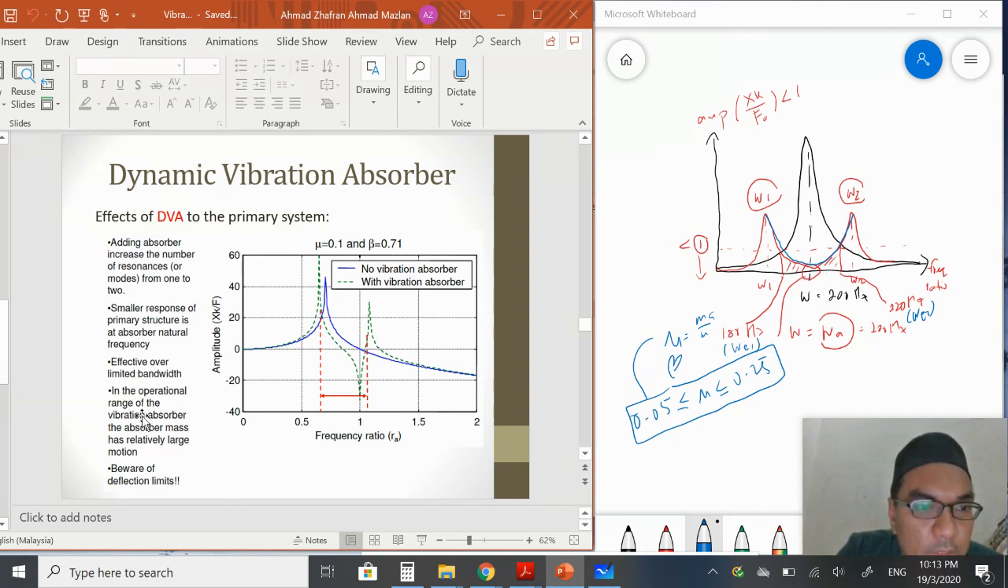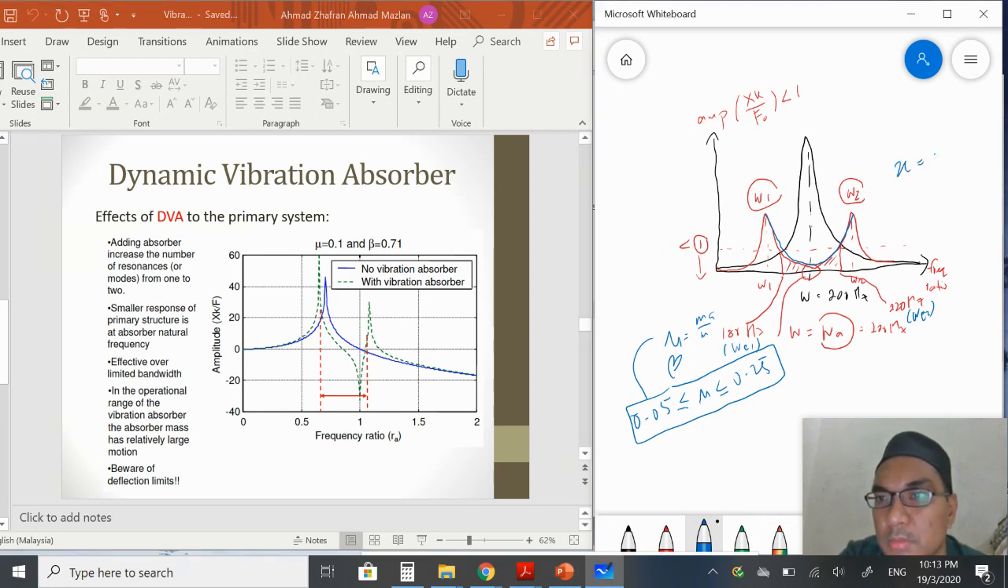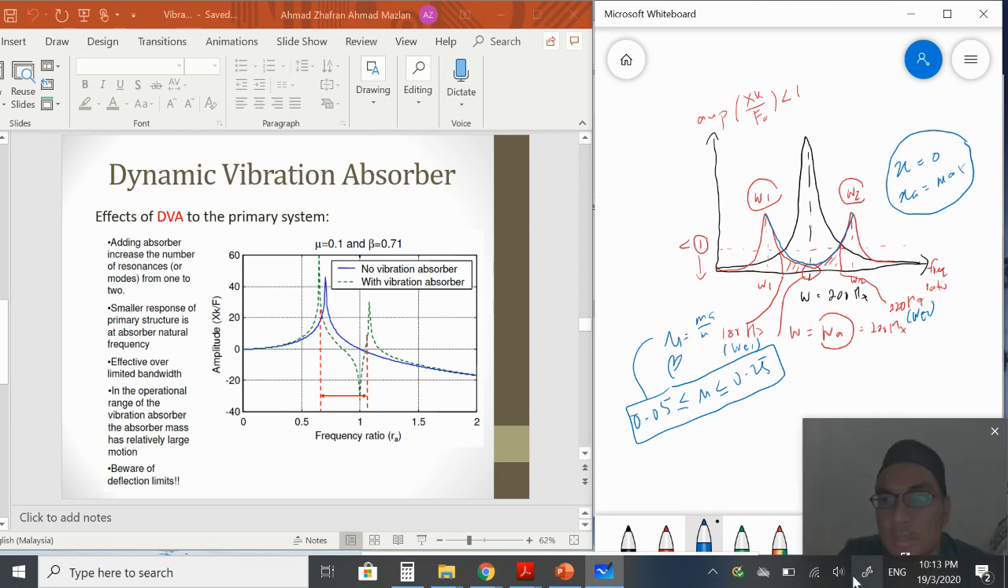In the operational range of the vibration absorber, the mass has relatively large motion. Of course, all the vibration of the primary system is transferred to your DVA, so that your DVA excitation XA will become larger. So you have X become 0 and XA become maximum. This is basically the effect of DVA on the system. So just beware of the deflection limits of this bandwidth basically.